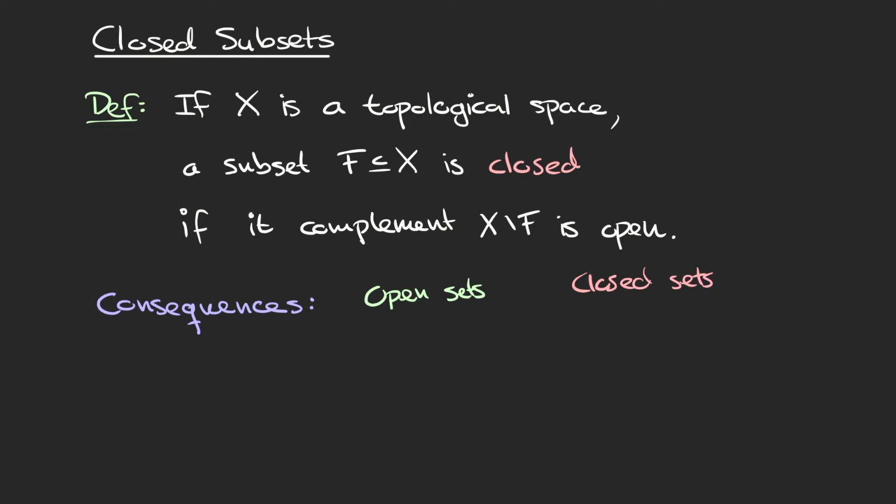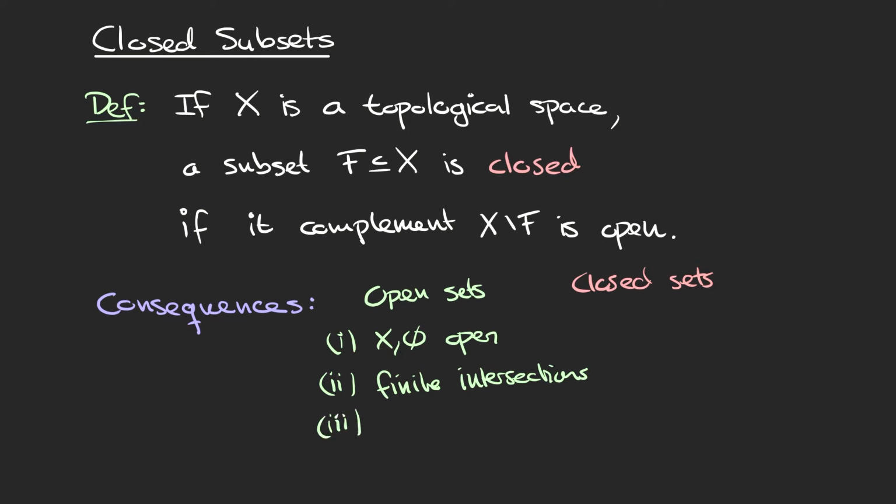Now we phrased our axioms for a topological space in terms of open sets. So the first axiom was that X and the empty set are open. Then we had closure under finite intersections. And closure under arbitrary unions. We can now think about what these points mean for closed sets.